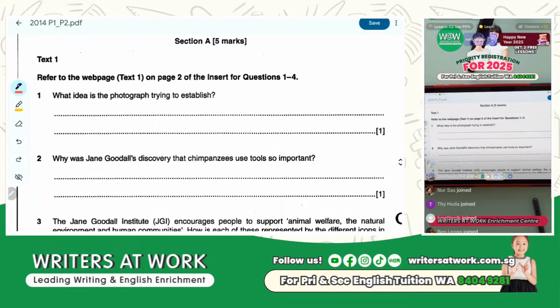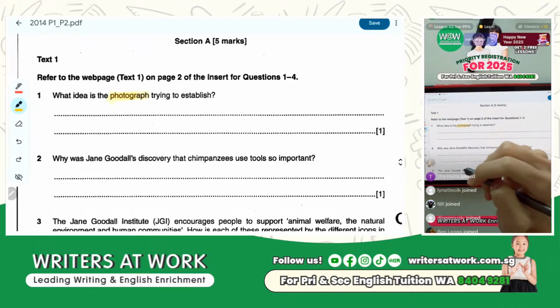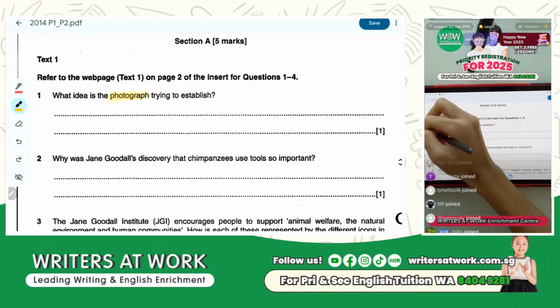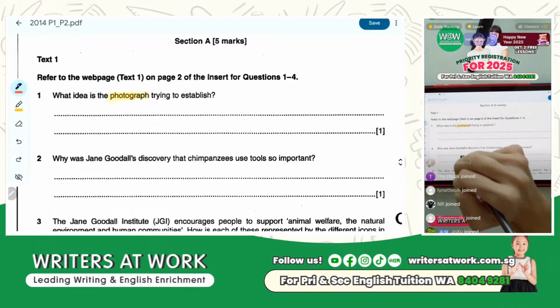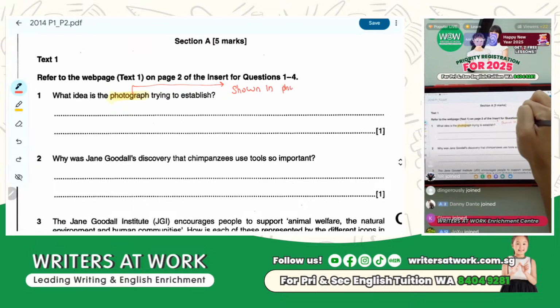Looking at the questions here, this visual stimulus is slightly more challenging. The first question asks you about the idea that the photograph is trying to establish. When you see the word photograph, you need to ask yourself: what does the photograph show? What is shown in the photograph?